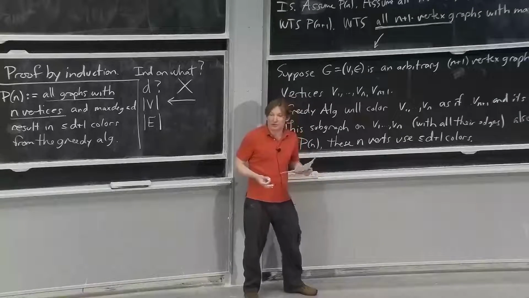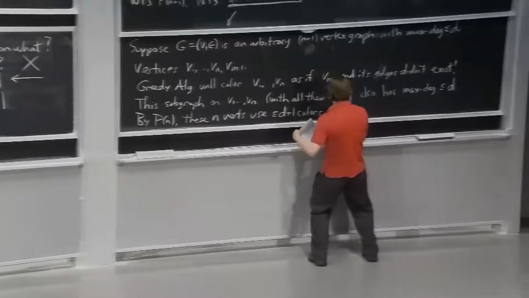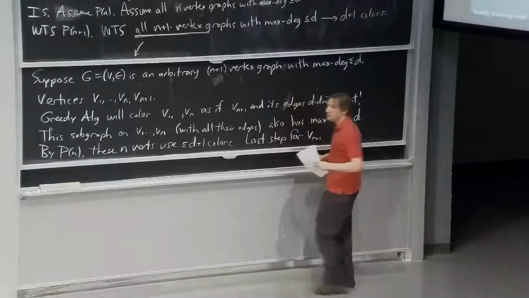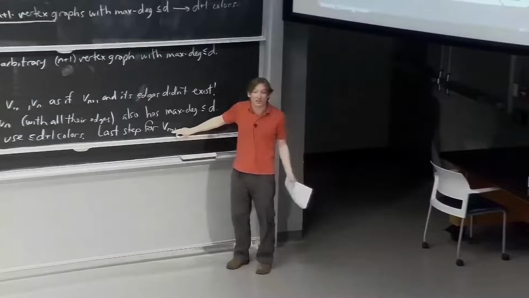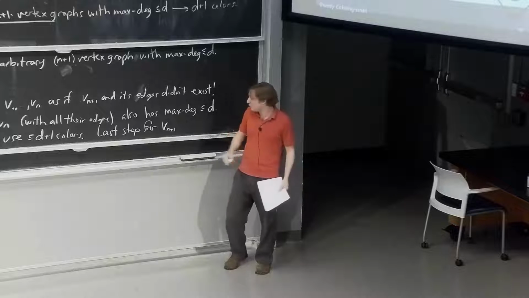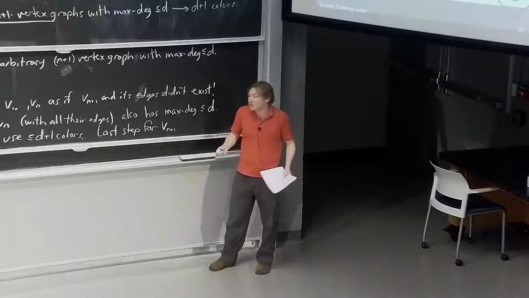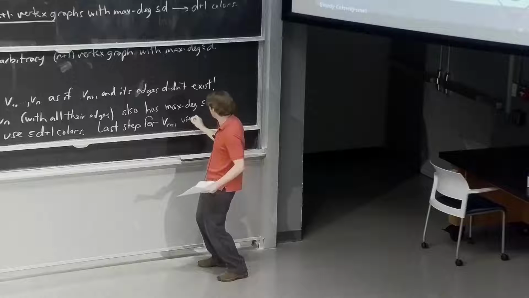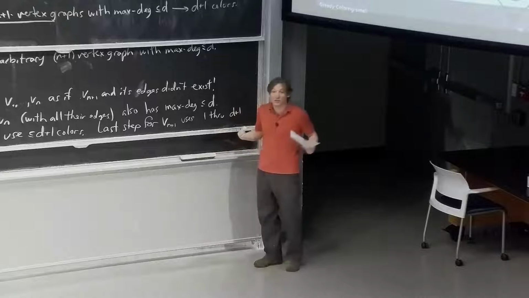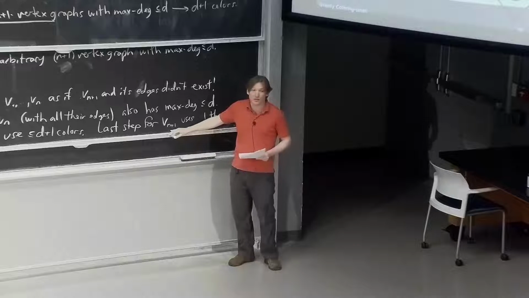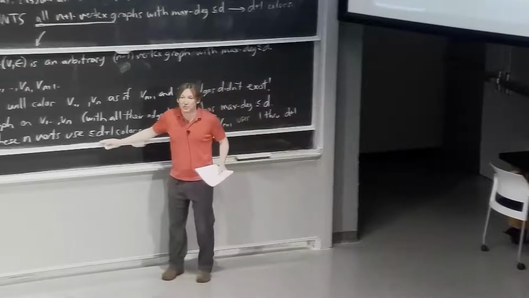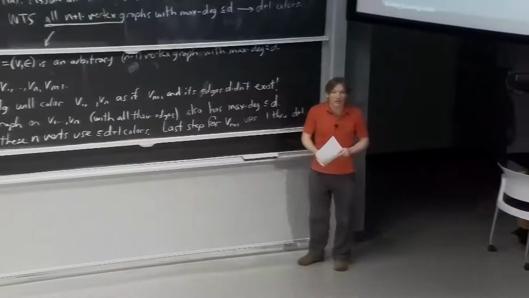So now all we need to talk about is the last step of the greedy algorithm. Last step for Vn plus 1. Well, Vn plus 1 has degree at most d. So it has at most d colors that conflict. So one of the first d+1 colors will be sufficient. It uses one of these colors because you can only have d conflicts, because this has degree at most d. Therefore, the last vertex also uses one of the first d+1 colors. So the whole coloring uses that many colors, and we're done with the proof.